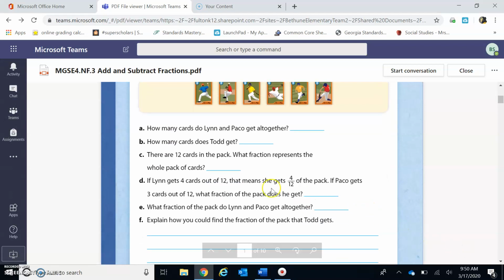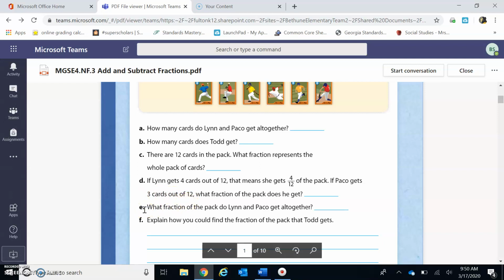Now let's look at D. If Lynn gets 4 cards out of 12, that means she gets 4/12 of the pack. If Paco gets 3 cards out of 12, what fraction of the pack does he get? Well, that means that Paco gets 3/12 of the cards.